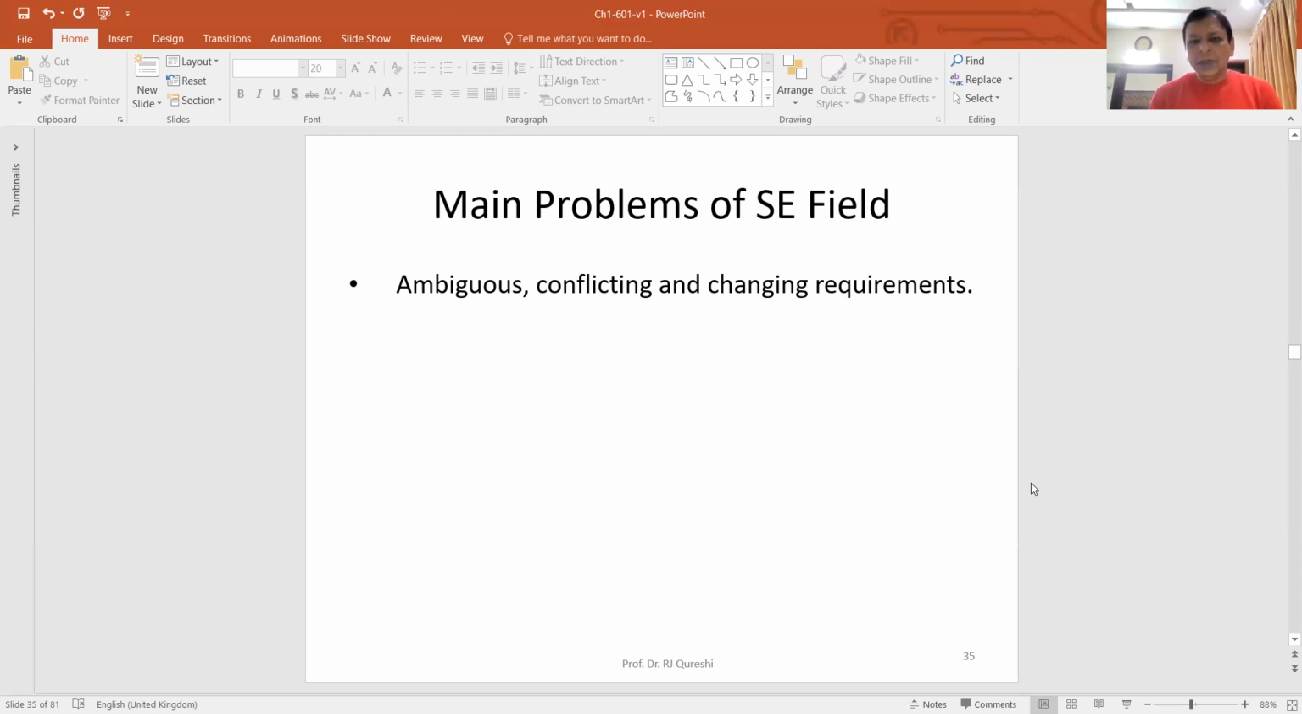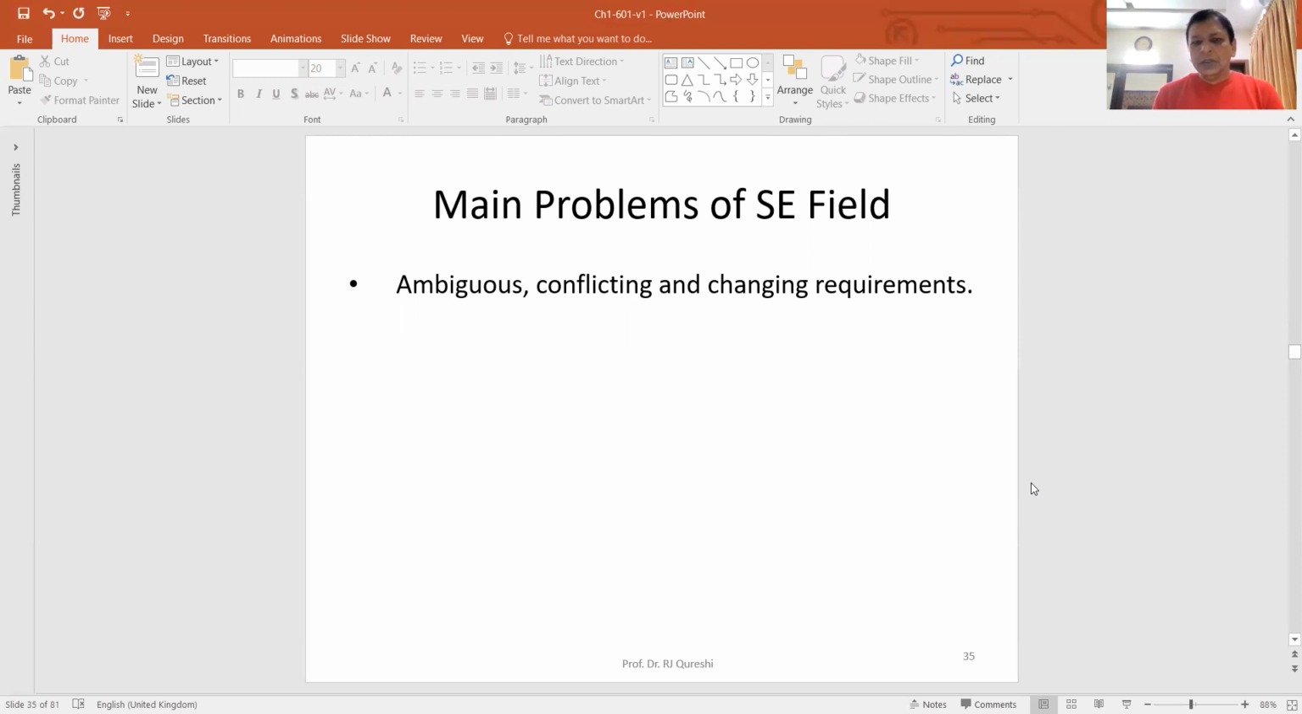Ambiguous, conflicting, and changing requirements. These are three problems. Ambiguous requirements, confusing requirements, unclear requirements. Customers always give you ambiguous, unclear, vague, weird requirements. We say the customer always tells us stories, so we have to extract the requirements from those stories. That's one of the problems, the ambiguous requirement: you have to extract requirements from the story.